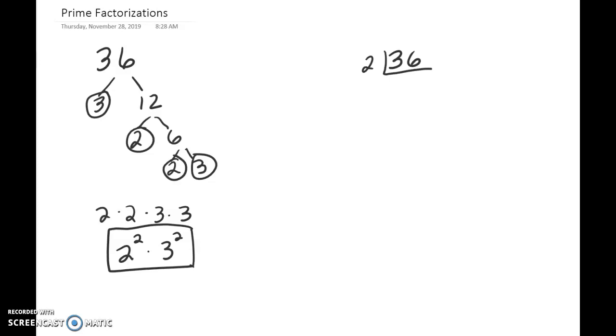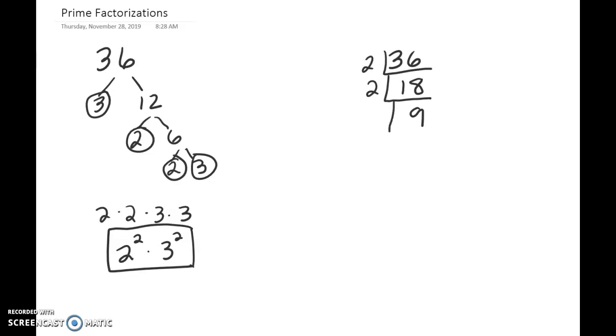And if 2 will go into it, we're going to divide it by 2. If 2 doesn't go into it, you go to the next prime number. But 2 is our smallest prime number. 2 goes into 36 18 times. We see if 2 will go into 18. It does. 2 goes into 18 9 times. Now, does 2 go into 9? No. So we'll go to the next prime number, 3.